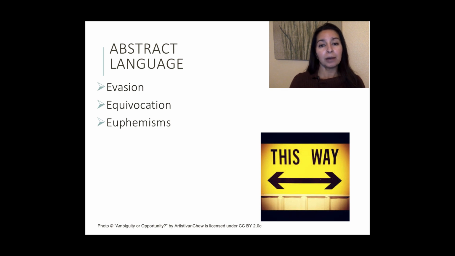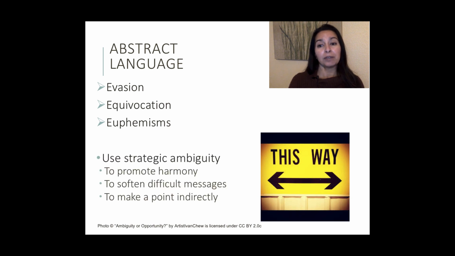Now, I'd like to point out that abstract language should not prevent communicators from attempting to address difficult issues. Abstract language may just force us to seek much needed clarification. So while some of my examples are a bit cheeky, I hope you can see how strategic ambiguity may help promote harmony, soften difficult messages, and maybe make a point indirectly.